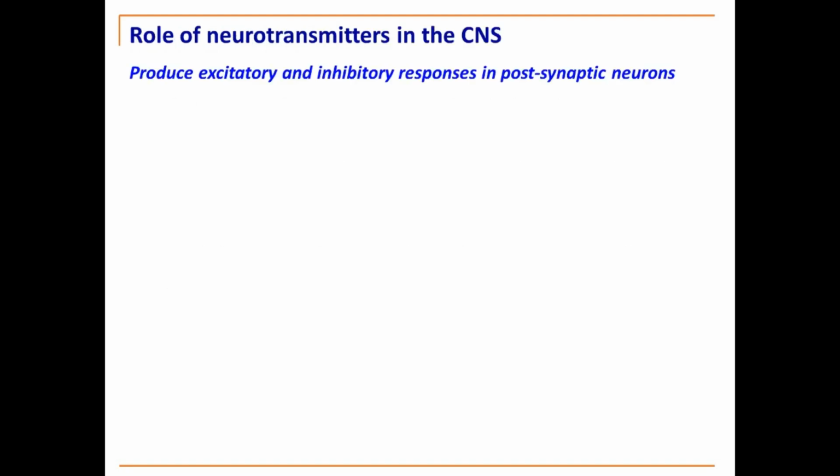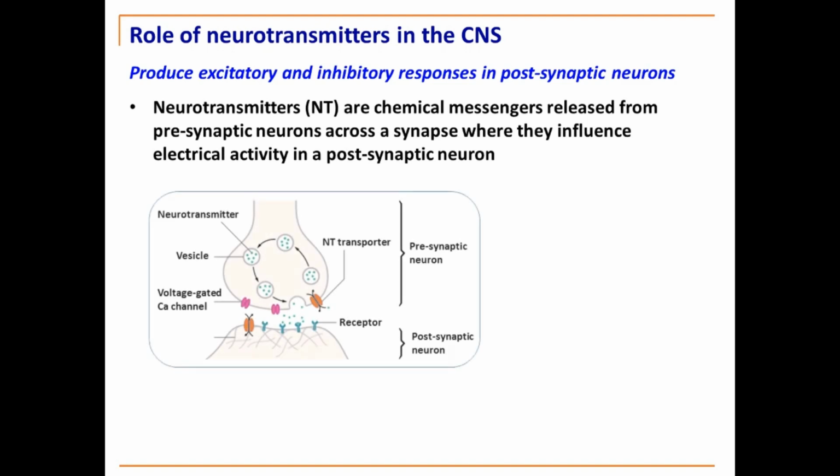Now, before we do that, we'll just go into a very brief overview into the role of the neurotransmitters within the CNS. And as we already know, neurotransmitters produce excitatory or inhibitory responses in postsynaptic neurons. The neurotransmitters themselves are chemical messengers that are released upon stimulation because of an action potential coming to the presynaptic neuron. It releases that neurotransmitter into the synaptic cleft, and it goes on to bind a receptor, where it can be excitatory or inhibitory, of course.